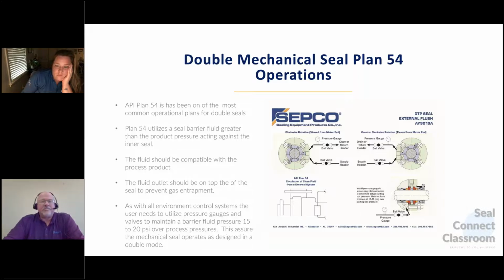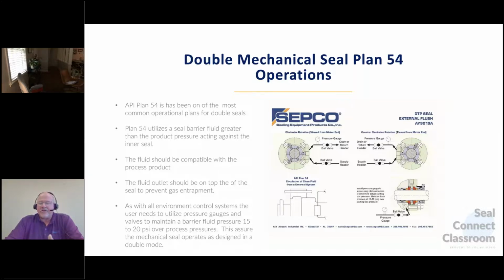Typical double seal Plan 54 operations, and this is used very commonly in a lot of industries. This is where you actually run the seal as a double seal. Most people plumb it up to some plant source of lubrication. It could be that. Some people have an oil system. The industry I'm familiar with uses water, and they run water through the seals at a higher pressure than the process pressure to lubricate the outboard face and the inboard face with the product you're running.